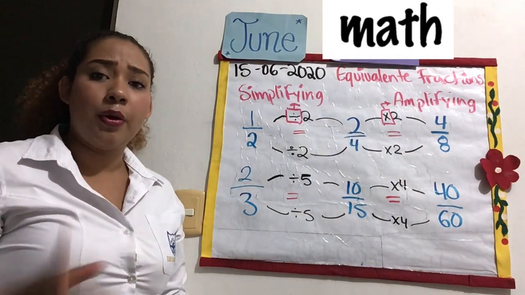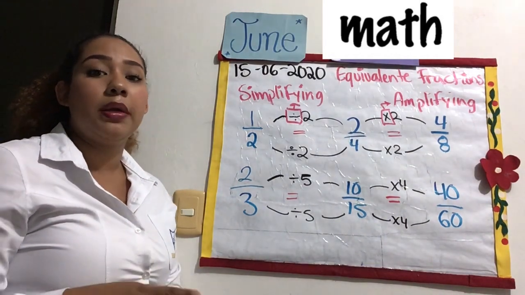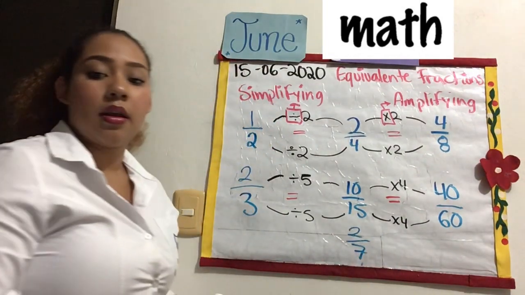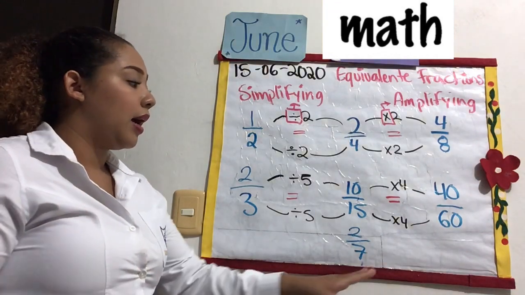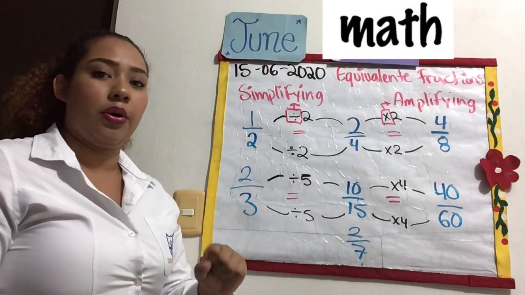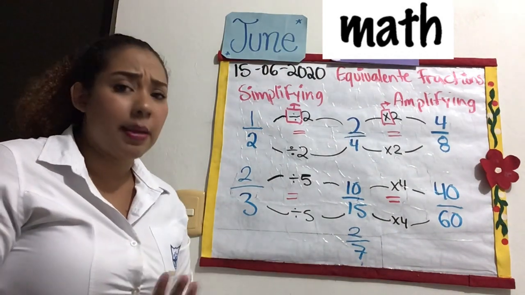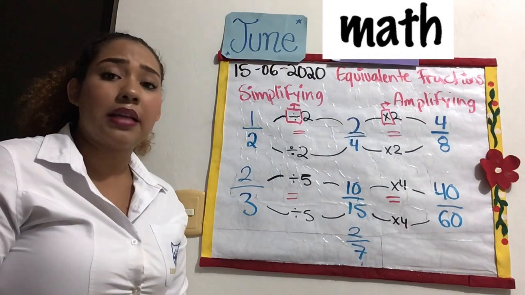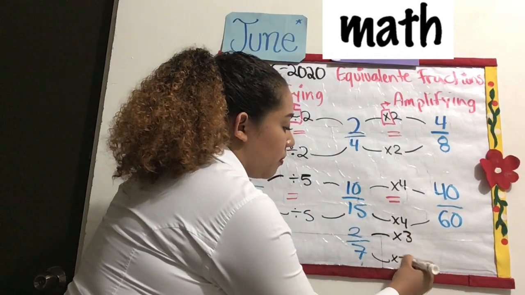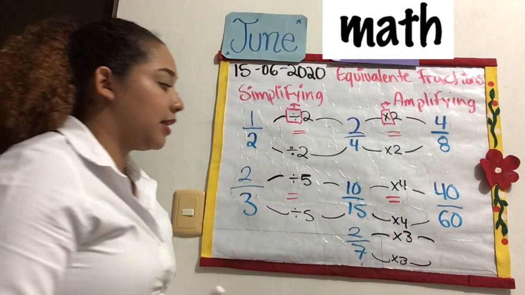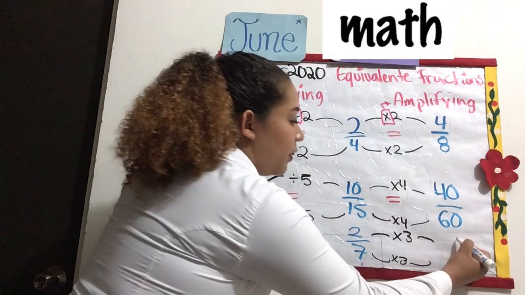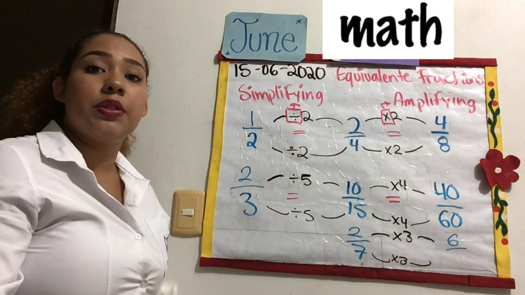Now let's try one last example. The last example will be 2/7. Let's first amplify this fraction. Let's amplify it by 3. You can amplify it by any number that you want. In this case, I will amplify it by 3. 2 times 3 will be 6, and 7 times 3, 21.